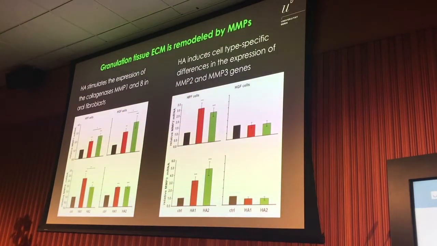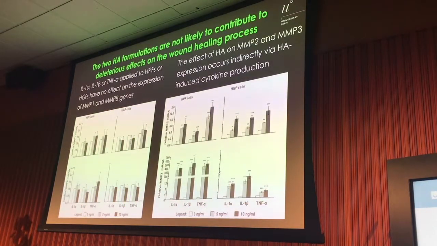And if you look now at the granulation tissue and at remodeling by MMPs, again, we see the differences. You see the two formulations, and in comparison with the control, again you can see a difference in every single case. For example, if you look at MMP1, MMP2, MMP3, and MMP8. So we have a profound effect on the cytokine production and on the inflammatory reaction. And the two HA formulations are not likely to contribute to any negative effects. We were not able to see any deleterious effect on cells that contribute to wound healing.